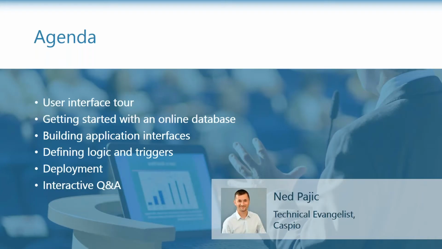Initially, we'll go through a brief user interface tour to get you acquainted with how to navigate inside the platform and how to get started with an online database. We will learn how easy it is to develop applications inside Caspio's point-and-click and drag-and-drop tools. Later, we will learn how to define application logic using our triggers feature. We'll also talk about how, by using the Caspio seamless deployment, you can quickly and easily establish a web presence.